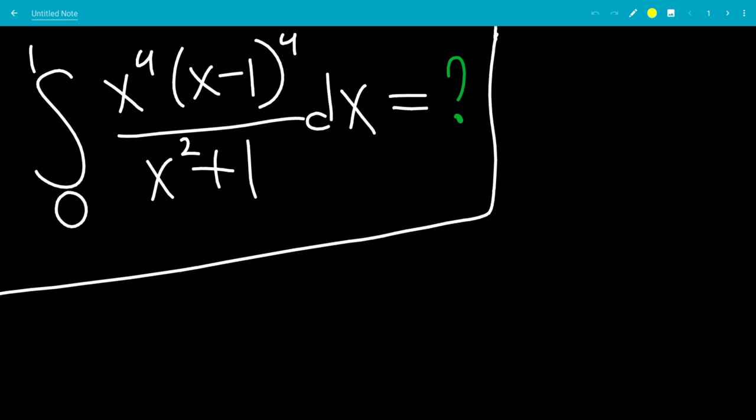In this video, we'll do the integral of x to the fourth times (x minus 1) all raised to the fourth, all over x squared plus 1, from 0 to 1.